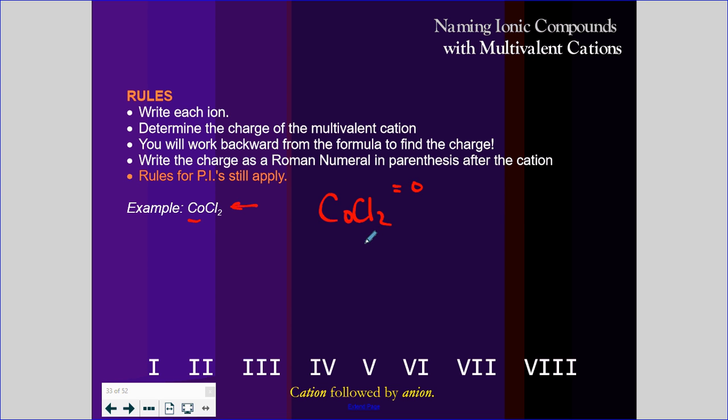If we know that 1 chloride has a -1 charge, and there's 2 of them, then overall there's a -2 charge coming from my anions. That means my cations must be correcting for it with a +2. So it's cobalt(II) chloride.